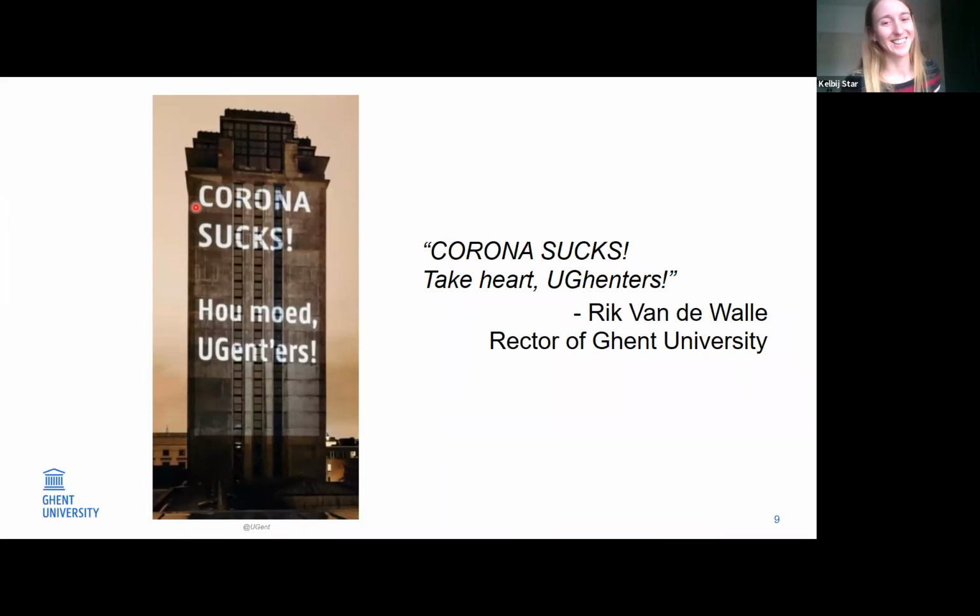Corona sucks. Basically, "Take heart, you Ghenters." It's a message from the director of Ghent University. Ghent University projected this message onto what they call, I think, the Tower of Books in the city of Ghent a couple of months ago. This is a picture of it, and according to me, it's a very strong message, because Corona sucks basically is what it is. So this is an image with a strong message.